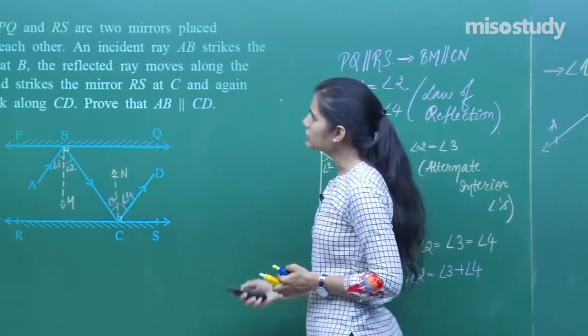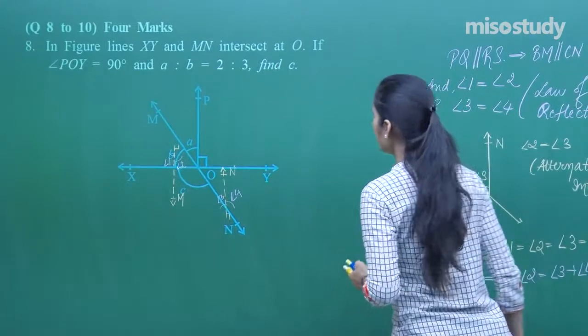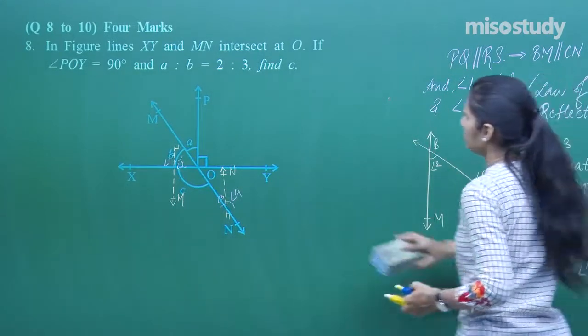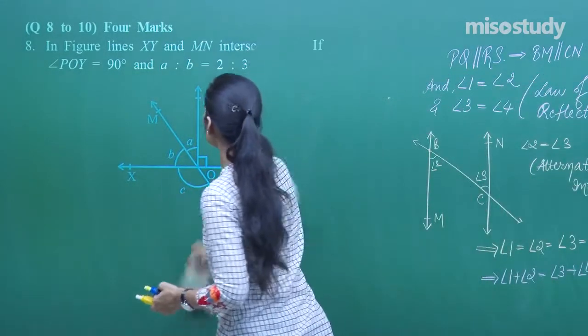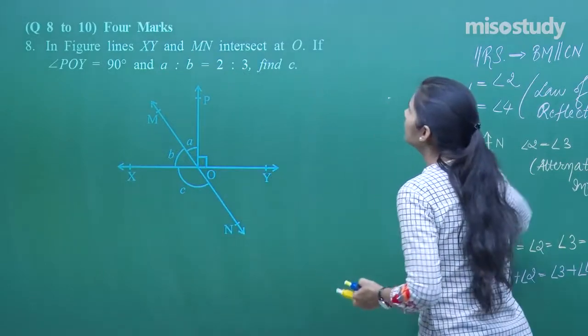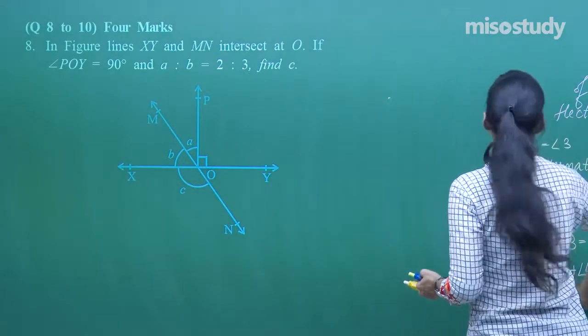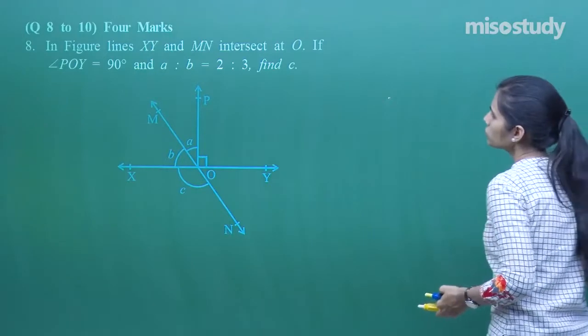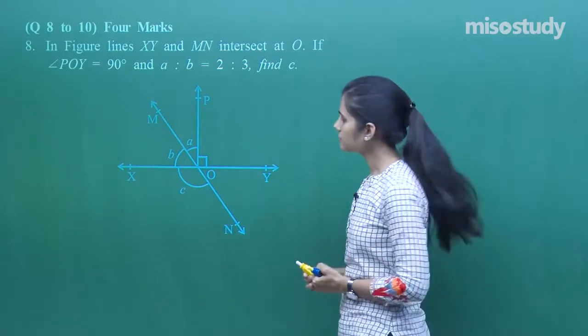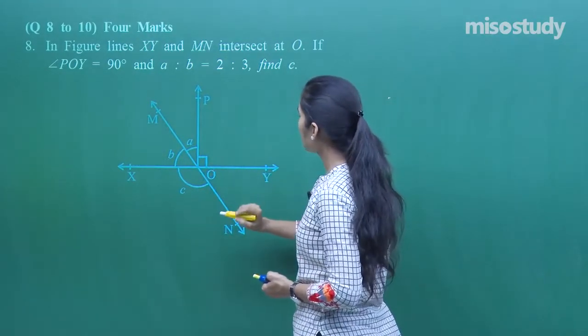Let's look at the next question. It says that in this figure, POY is given to be 90, A is to B is given to be 2 is to 3, find C. Just try to look at this situation.